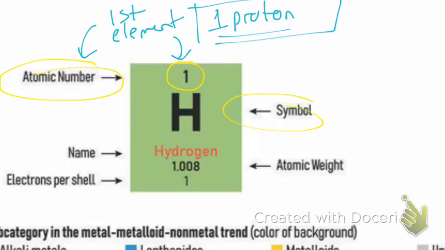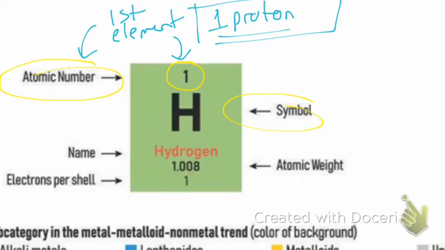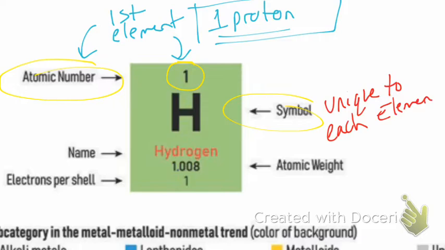The symbol, which I will define on the next slide, I believe, future slides, the symbol is unique to each element. So in any compound, if you see H, you know it's hydrogen.